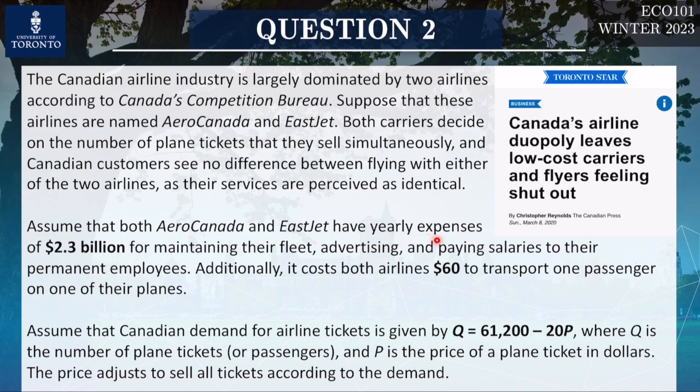Both companies have yearly expenses of $2.3 billion for maintaining their planes, advertising, and paying salaries to the permanent employees. And also it costs both airlines $60 for every passenger that they service. And in the last paragraph, you are given a demand function for airline tickets. And there's one last assumption, and that's price adjusts to sell all tickets according to this demand function. So that's all the information that we have.